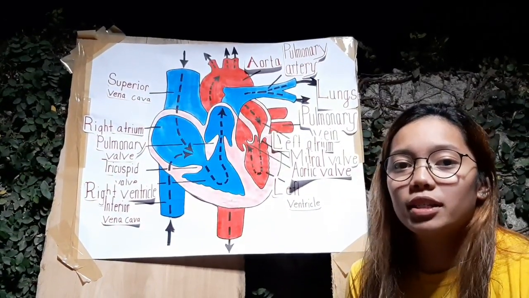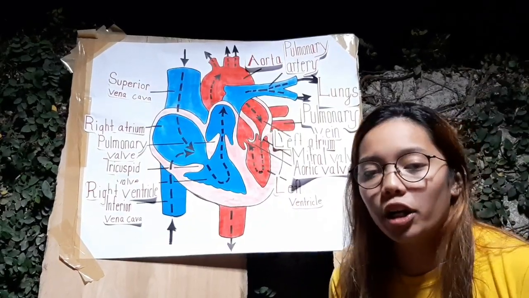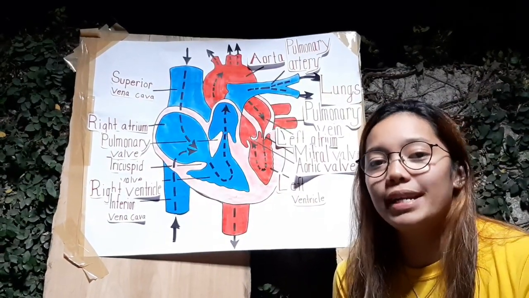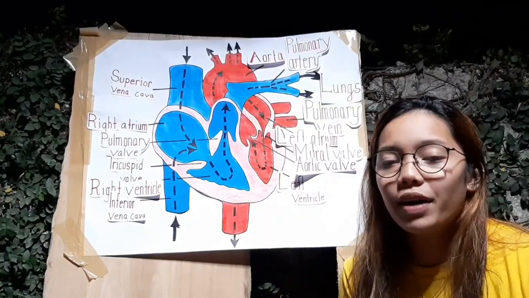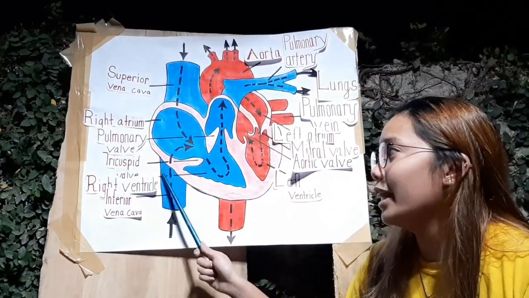So today I'll be discussing the blood flow of the heart. But before that, it is important to know the anatomy of the heart. So the heart is divided into two parts, the right and the left.